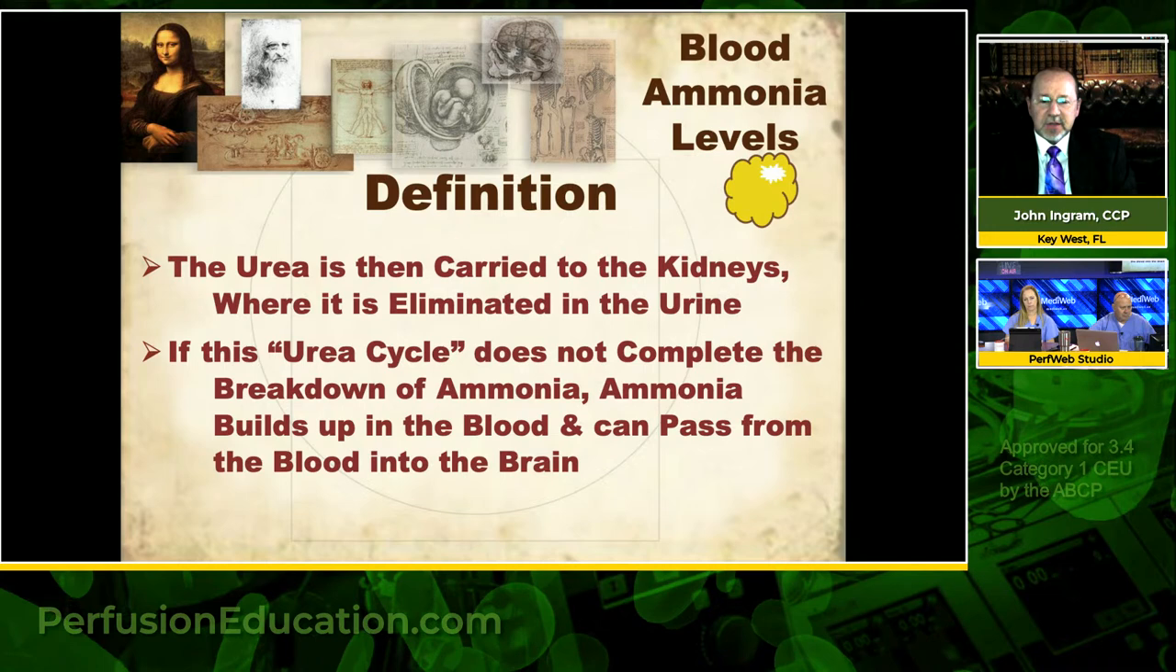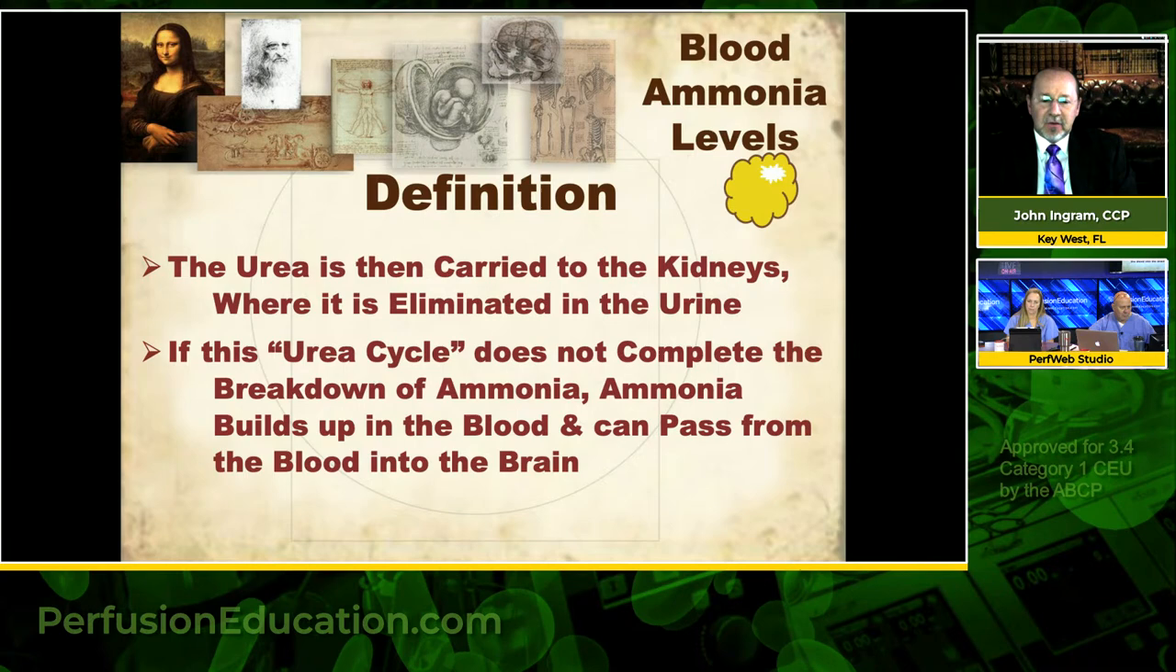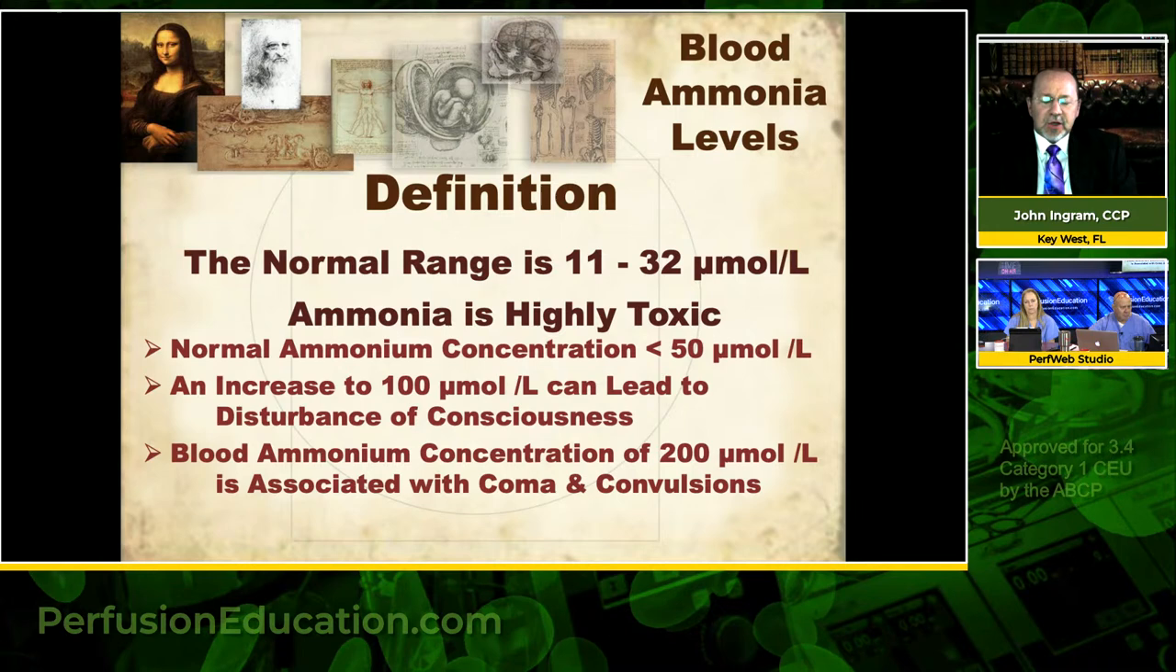So if this urea cycle does not complete the breakdown of ammonia, ammonia then builds up in the blood, and the problem is it can pass from the blood into the brain. We're going to talk about some of the effects of why that is and what happens when that happens.